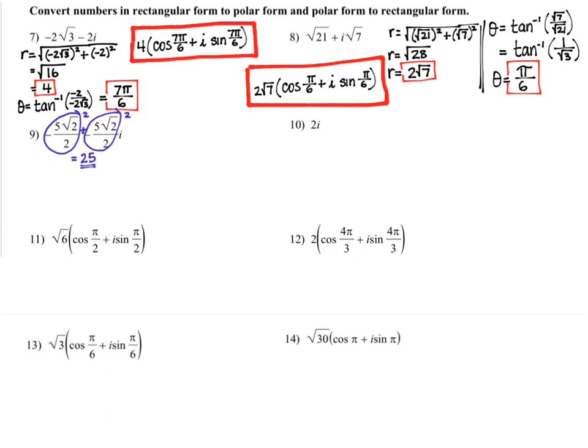In number 9, our a and our b are exactly the same. We square them and add them. We get 25. Taking the square root, we get that r is 5.